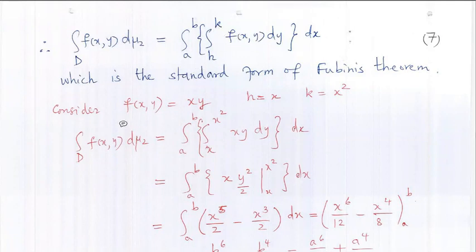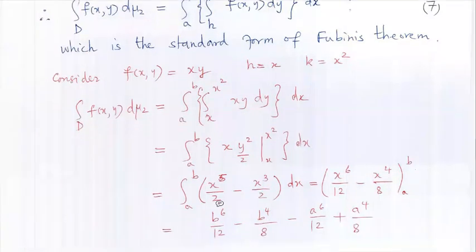Now, for example, consider f of x, y to be xy, h is equal to x, and k is equal to x squared. Then you can see that the integration of f of x, y d mu over D must be equal to the integral from a to b, from x to x squared, of xy dy dx. So we perform the integration with respect to the variable y. It will be in this term, and then we perform the integration with respect to the variable x, and we get this answer. So in this way, we have performed the integration on the Euclidean space by the change of the domain and by using Fubini's theorem. This is enough for this lecture.